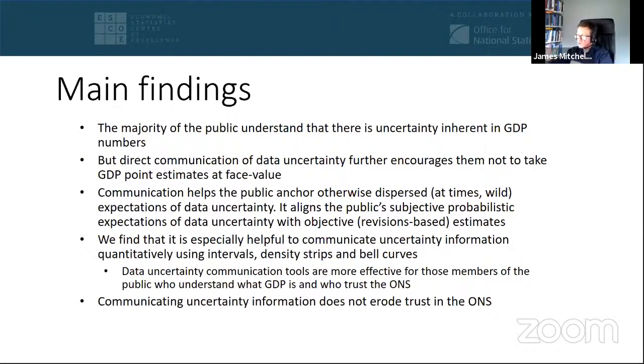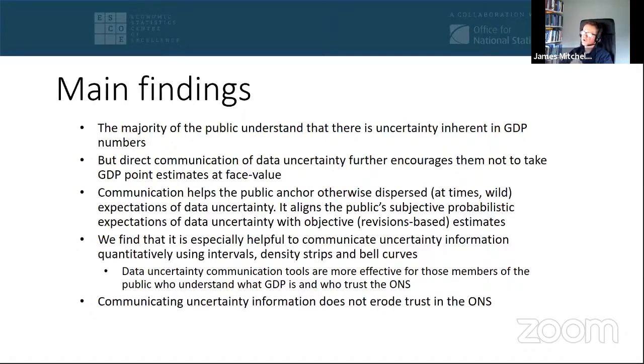So some of our questions tested how able the public were to infer correctly the probability of GDP falling between particular bounds. And we found it was the increasingly sophisticated quantitative communications of uncertainty that were particularly effective at anchoring the public's expectations of data uncertainty. Those expectations could be somewhat wild, somewhat all over the shop, absent communication by the ONS of data uncertainty.